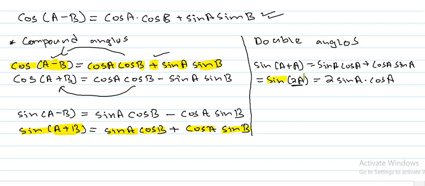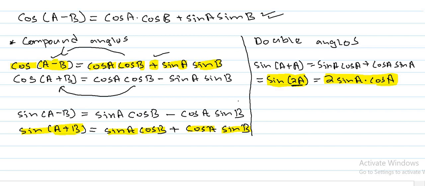So every time you see the double angle of sine, you can express sine 2A as 2 sine A cos A, depending on the angle that you are given. If it's sine 2 theta, you will say 2 sine theta cos theta. That's the double angle of sine.